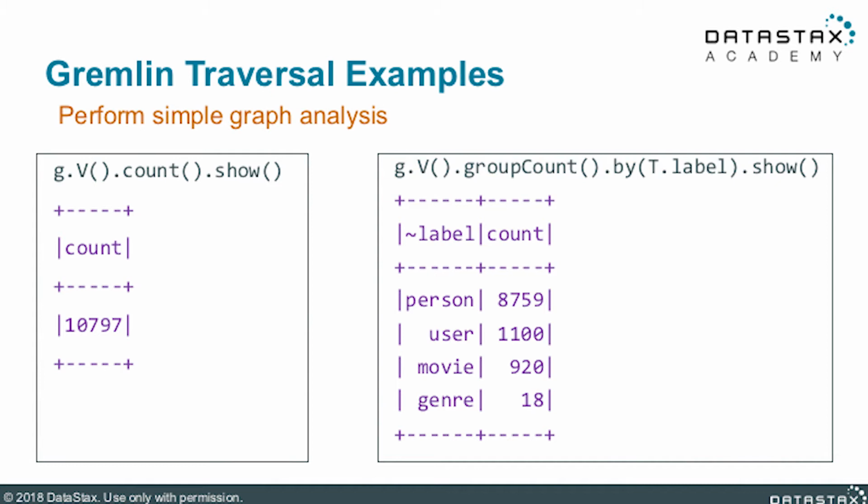Let's look at some examples. These 2 traversals compute simple statistical information about our killrvideo graph. We count how many vertices we have in the graph, as well as find vertex distribution by vertex label. Because we use DSE GraphFrame API, all computation is done by Spark.